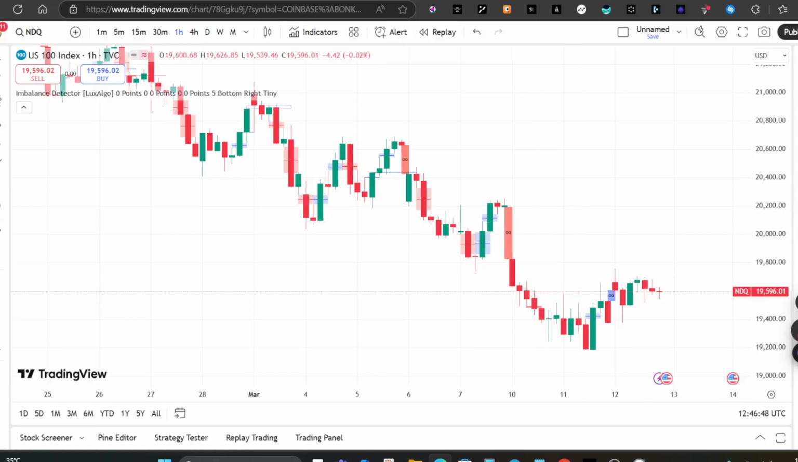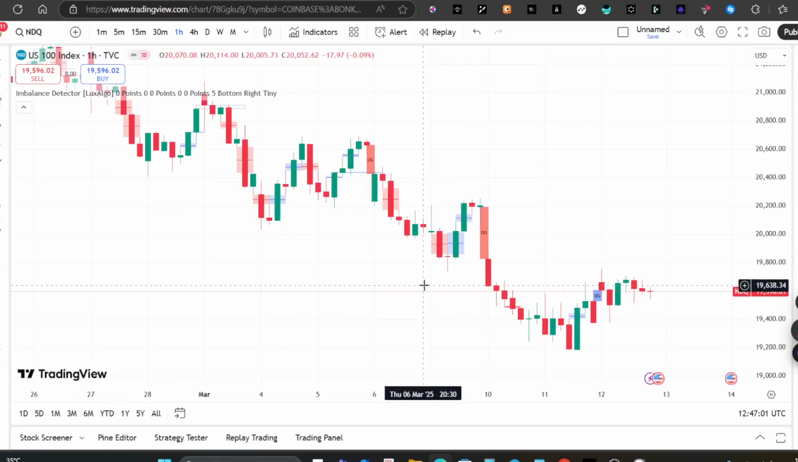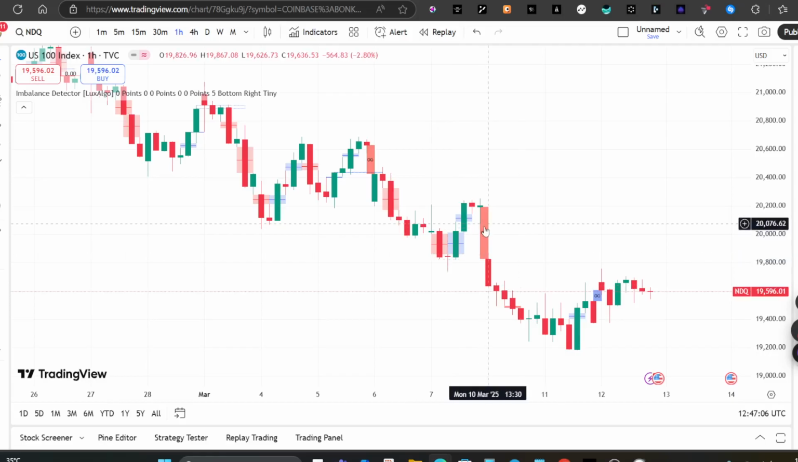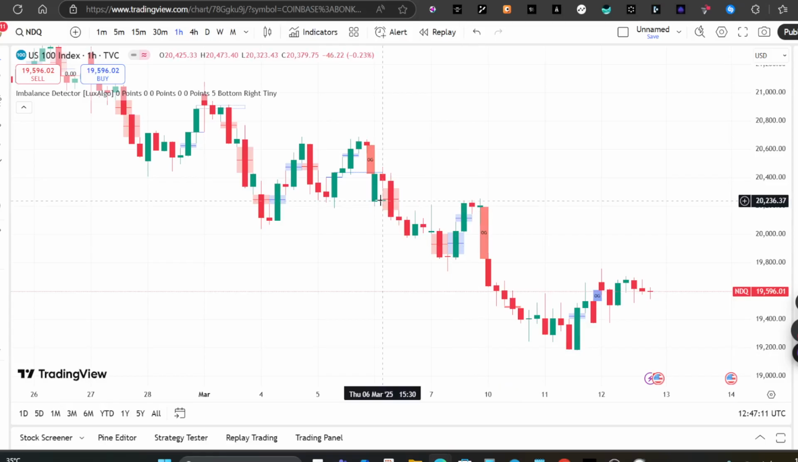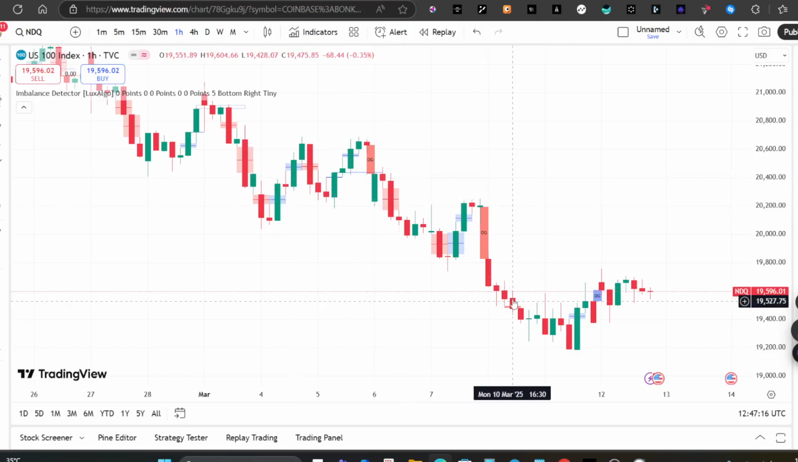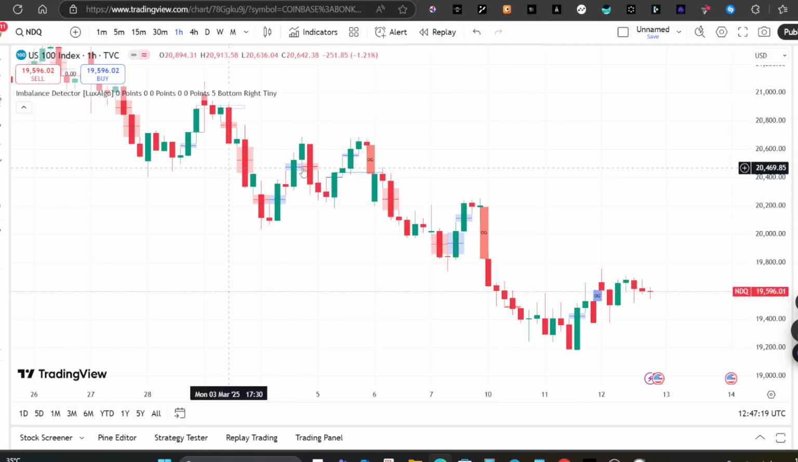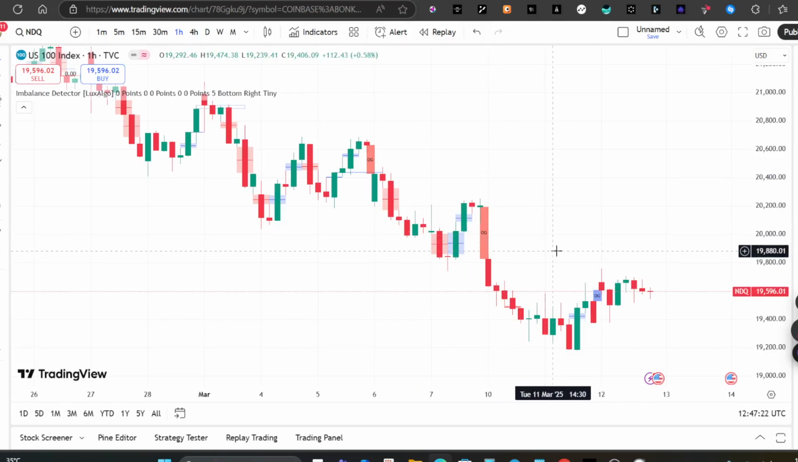All right, so let us start with the basics. What is an imbalance locator? The imbalance locator, or the imbalance detector, is a tool that helps traders spot areas where buying and selling pressure is uneven. You can see how the imbalance locator has identified areas where there was uneven pressure between buyers and sellers. Right here on the chart, I already added the indicator, and it has automatically identified those important areas.